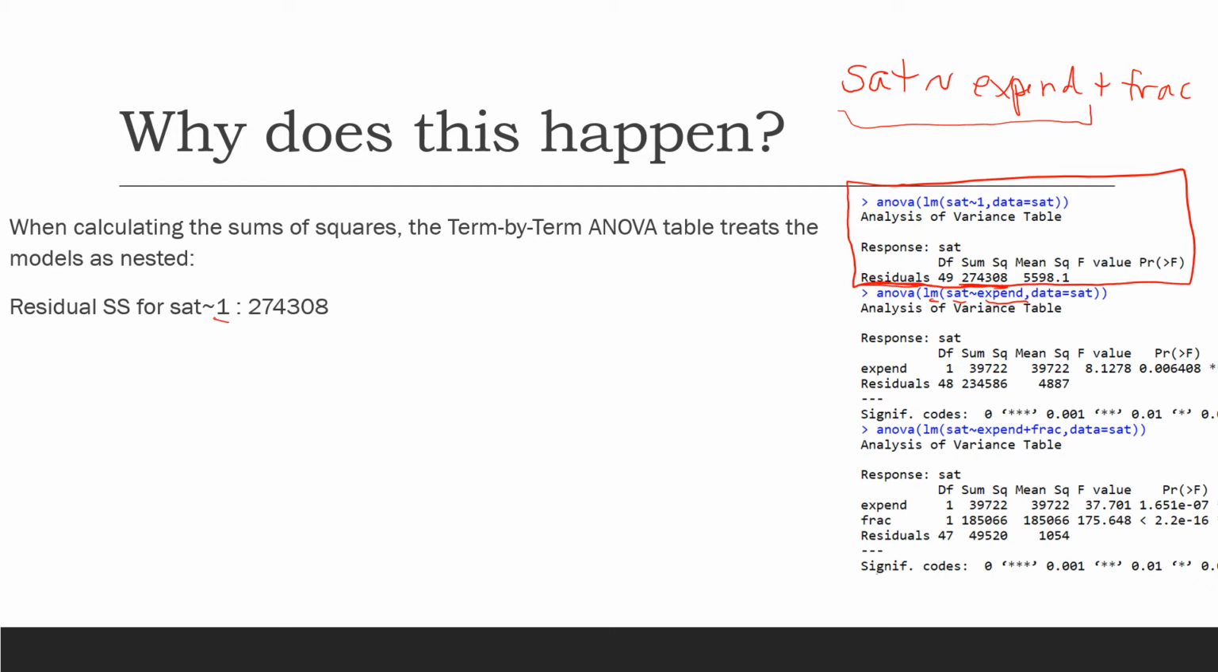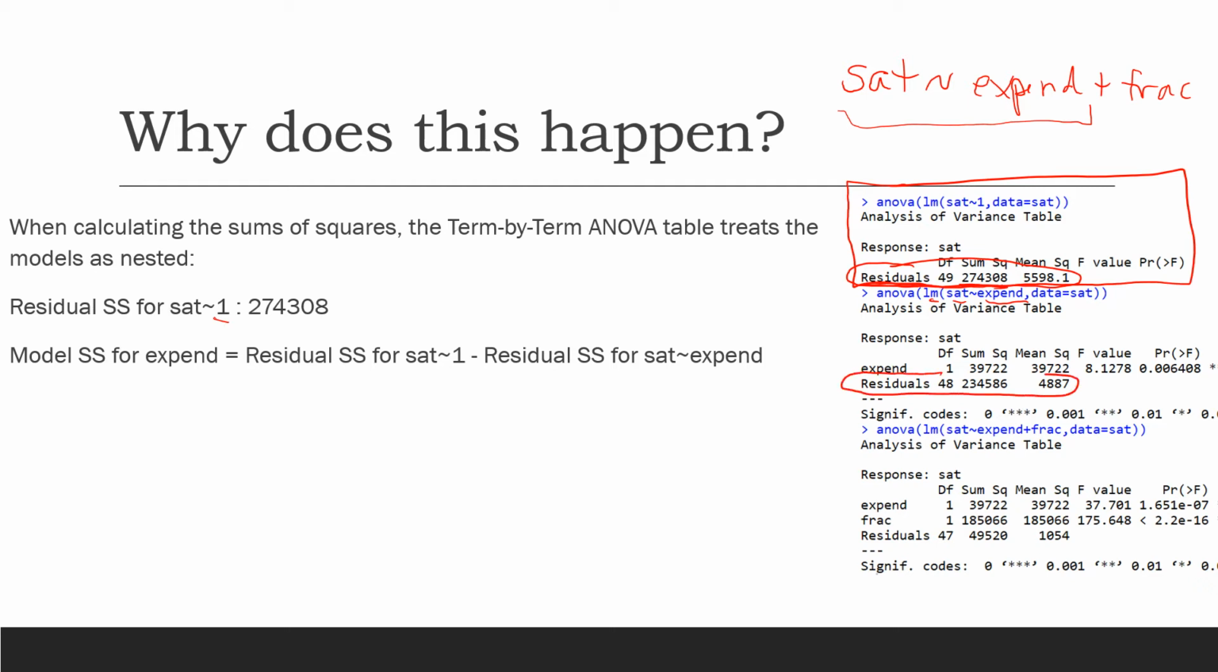Now the way that it's going to calculate the sum of squares for expenditure is by taking the sums of squares that were in the residuals from the previous model, subtracting off the sum of squares for the residuals in the new model, and then the difference is the sum of squares that are attributed to expenditure. Right, so we have 274,308 minus the sum of squares in the residuals once we put expenditure in the model, and this becomes the sum of squares that are associated with expenditure.